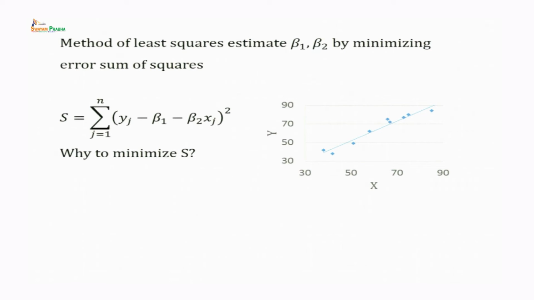So, in the method of least squares, we estimate beta 1 and beta 2 by minimizing the error sum of squares, which is S equal to summation j equal to 1 to n of (y j minus beta 1 minus beta 2 x j) whole square. Suppose you have this bivariate data set, and then we have plotted that data set on the x y plane. Such kind of graph is called the scatter plot or scatter diagram.